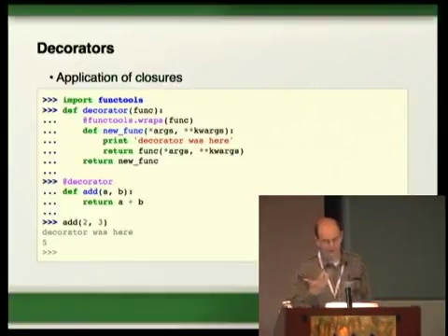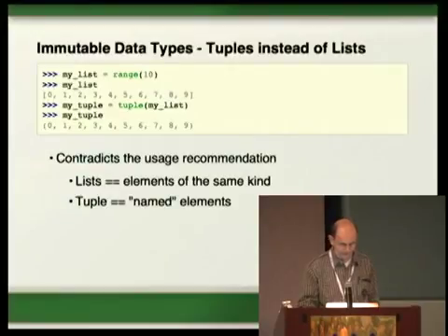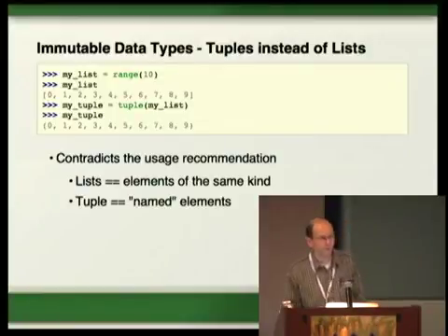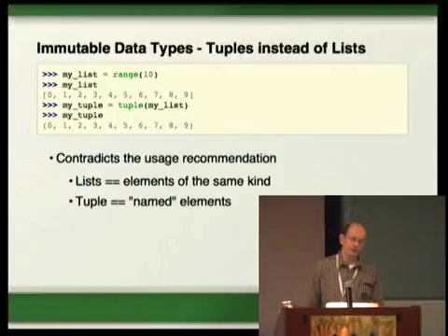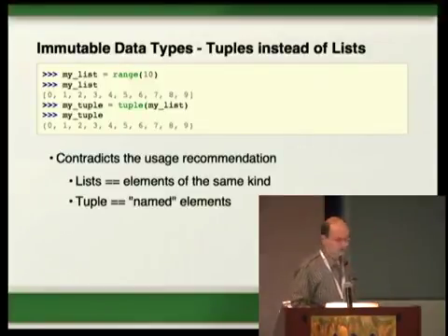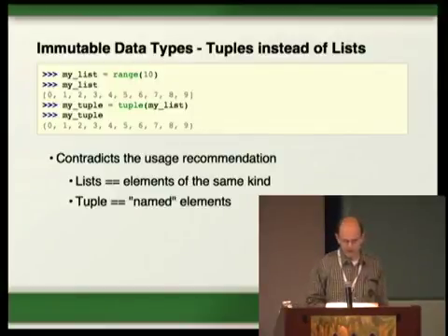This has some functional style programming to it already. Immutable data types: Python has tuples, so you could work with tuples instead of lists. Yeah, it's very easy, just convert it to a tuple, no problem. The problem is it goes a little bit against how you usually work with Python.